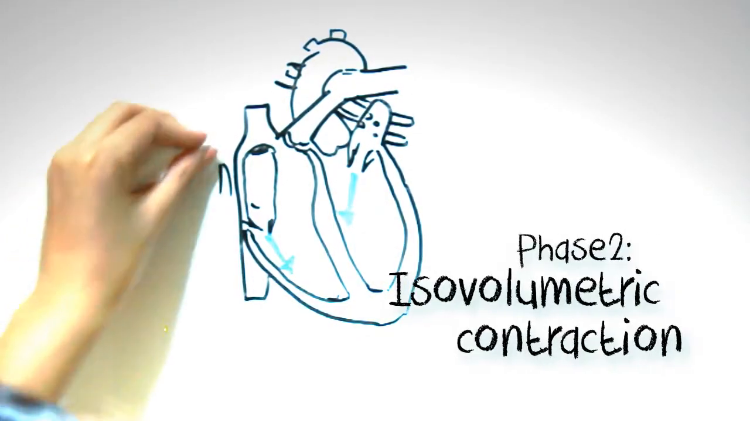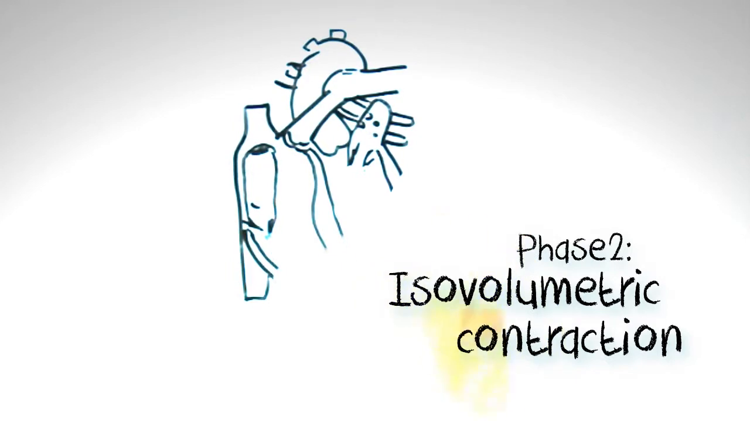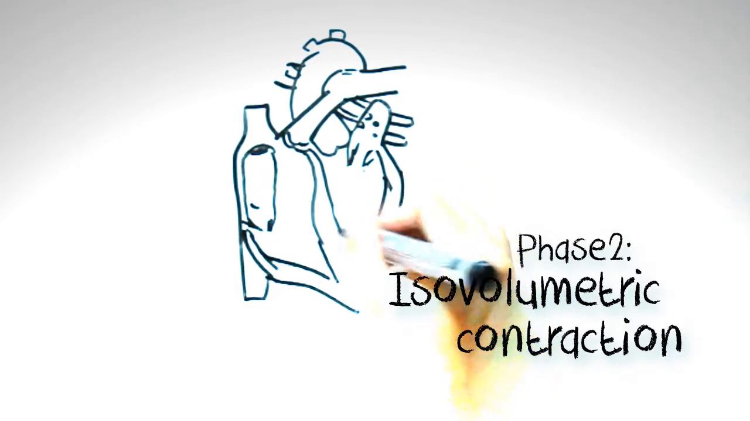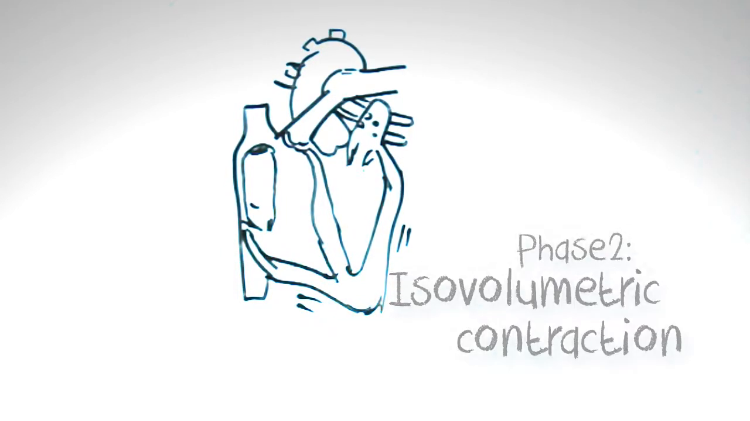Phase 2, the period of isovolumetric contraction, is marked by ventricular contraction and a rise in intraventricular pressure. The mitral valve closes at the point when the intraventricular pressure exceeds that of the intraatrial pressure. At this phase, the aortic valve remains closed.